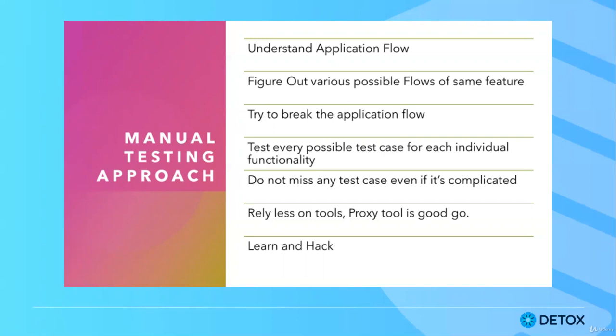Quickly going back through it. Understand the application flow and find out all the various possible flows for the same feature. Once you know, try to break out of those application flows and make sure that you test every possible test case, whether it's complicated or not. Use fewer automation tools, proxy tools are good to go. If you're not sure how to attack or exploit something, learn about it and hack it.